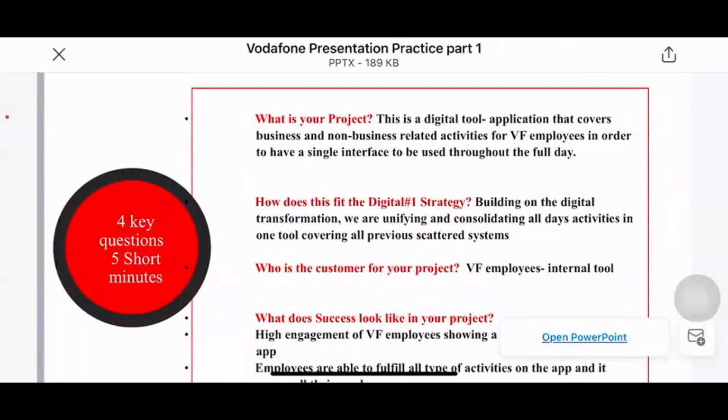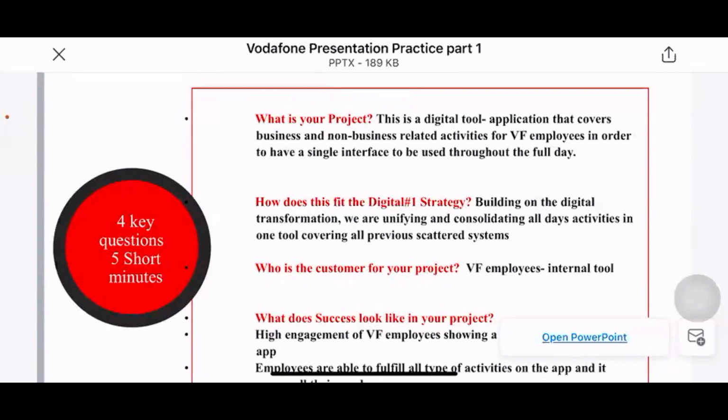Okay, sure. So first, for the idea of the project, what is our project? Our project is a digital tool. Basically, it's an application that covers all the related activities, whether business or non-business, for Vodafone employees. So they can have one single interface and use it throughout the day, whether it is a business day or not, even on weekends. So this is the idea.